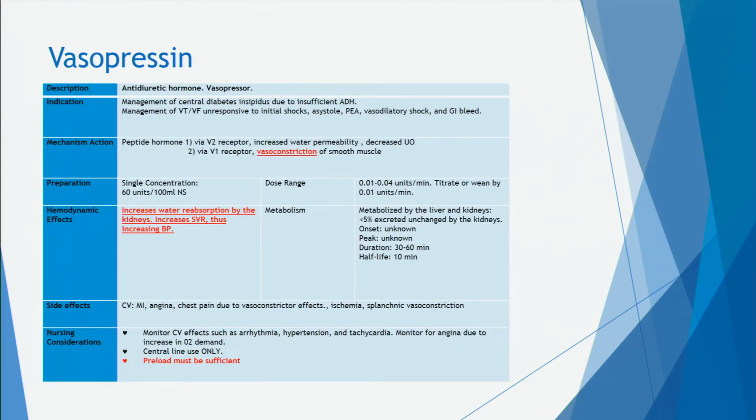Vasopressin's the same, except it actually works through the kidneys. So the preload must be sufficient. Like I said, if they're dry, you really need volume when you're using these drugs. You don't want them just clamped down. So just be aware of those things. Any questions about vasopressin or vasoactive drugs?